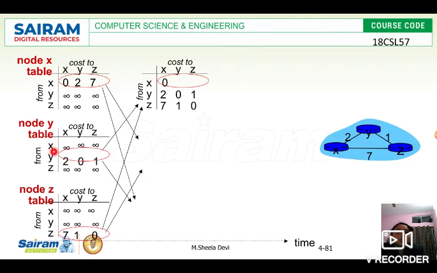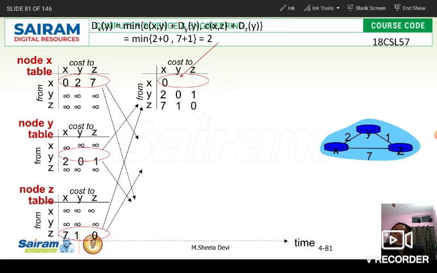So all the other entries will be kept as infinity. Similarly, node y also calculates its own routing table. From y to x it is 1, y to y it's always 0, and y to z is 1. So it is also updating its own routing table. Similarly, node z does. Once the initial iteration gets over, every node will send its routing table to its own neighbors. So node x sends its routing table to y and z, y sends to x and z, and z sends to x and y.